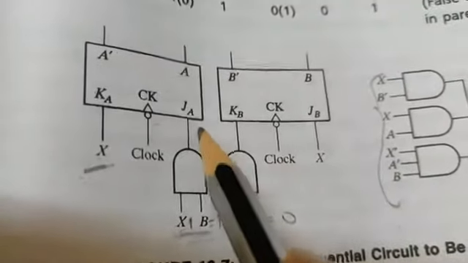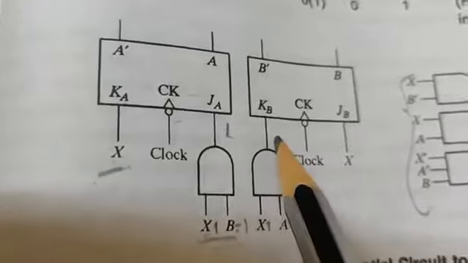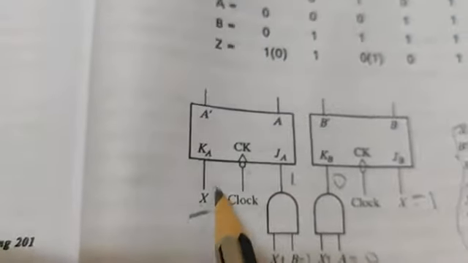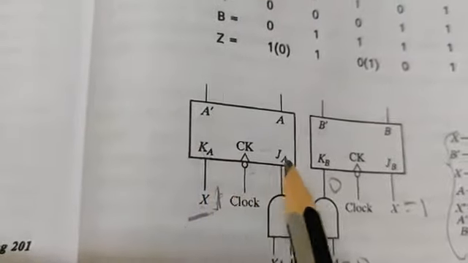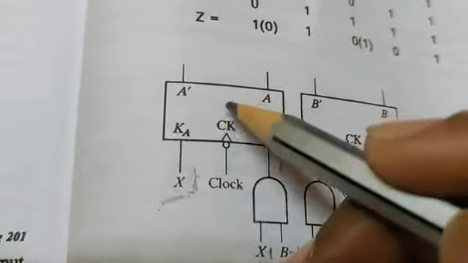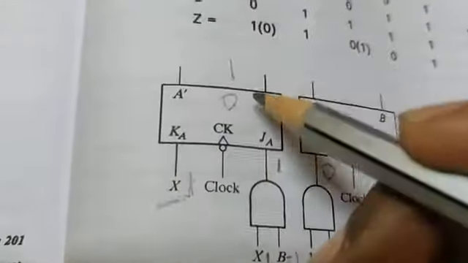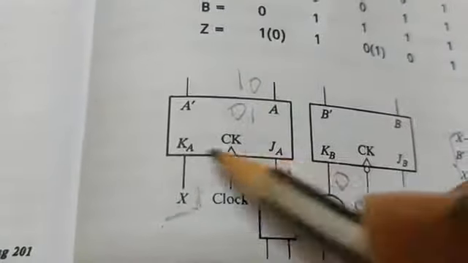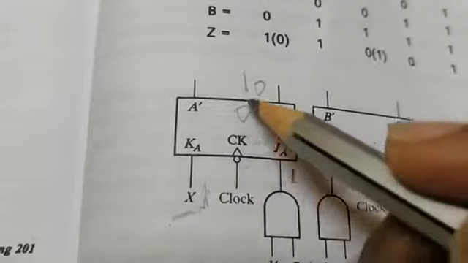1 and 1 is 1, 1 and 0 is 0, x is 1, right? Here also x is 1. If both J A and K A are 1, then whatever the previous state, it just toggles. If the previous state is 0, the next state will be 1. If the previous state is 1, the next state will be 0, when both the inputs are 1 and 1. I will explain this after.